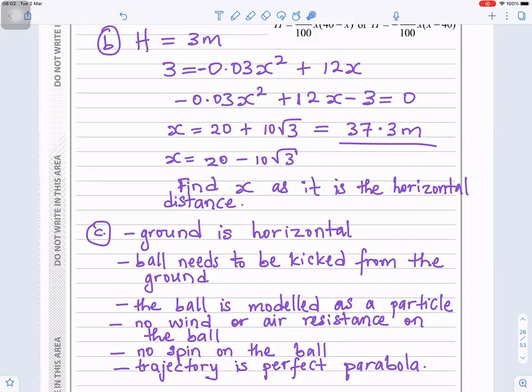So for part C, the ground is horizontal. The ball needs to be kicked from the ground. The ball is modeled as a particle. No wind or air resistance on the ball. No spin on the ball. Trajectory is a perfect parabola. And no spinning in the air of the ball. There's no air resistance. Those are some of the reasons.